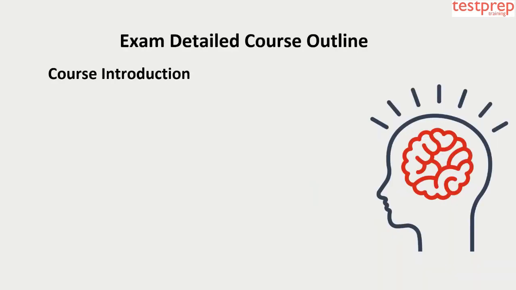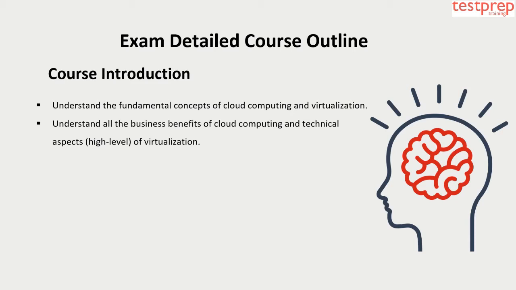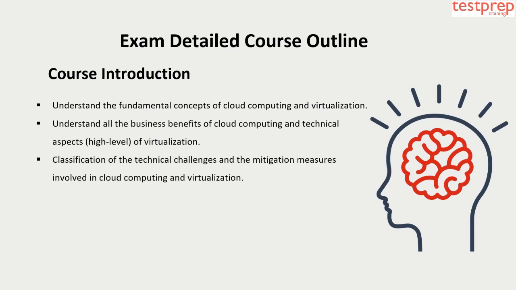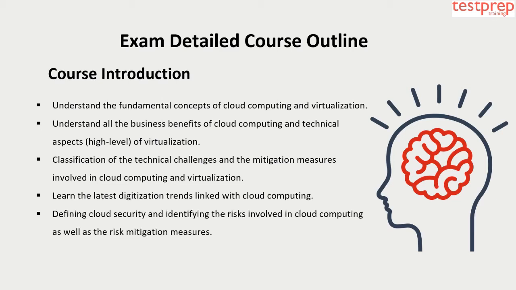Exam detailed course outline. Domain 1, Course Introduction. This can be explained in 6 parts. 1. Understand the fundamental concepts of cloud computing and virtualization. 2. Understand all the business benefits of cloud computing and technical aspects, high level, of virtualization. 3. Classification of the technical challenges and the mitigation measures involved in cloud computing and virtualization. 4. Learn the latest digitization trends linked with cloud computing. 5. Defining cloud security and identifying the risks involved in cloud computing, as well as the risk mitigation measures. 6. Learn the steps to successfully adopt cloud services.